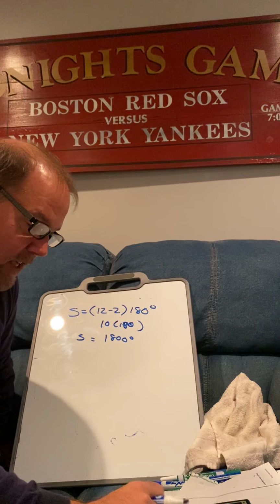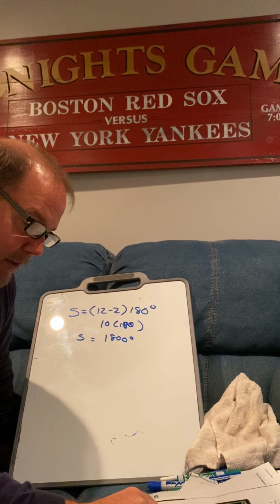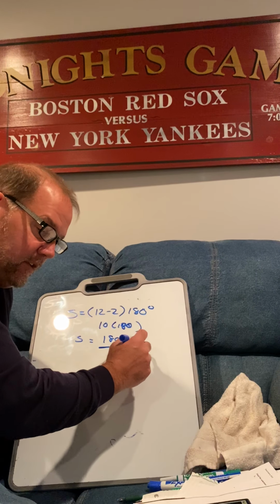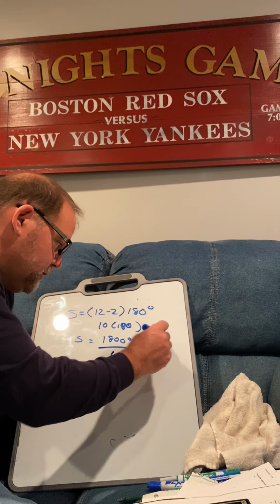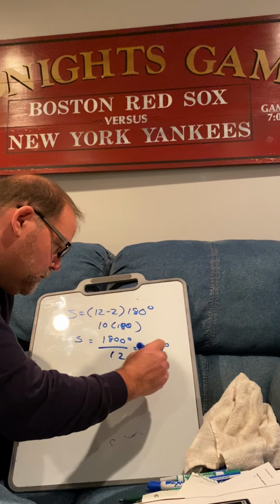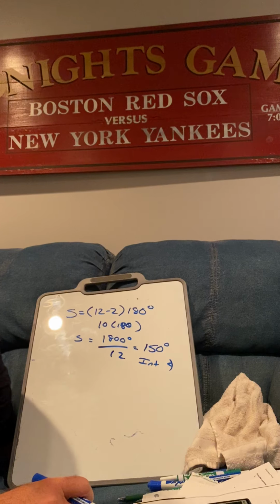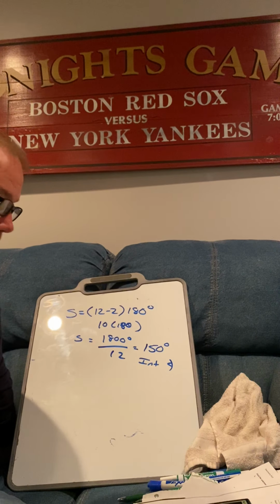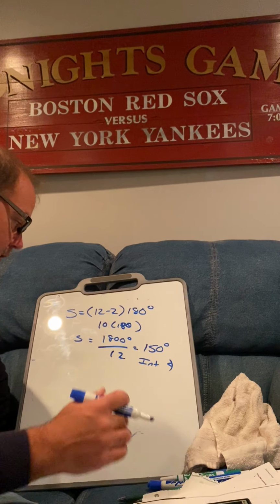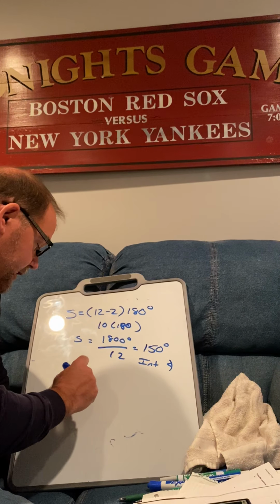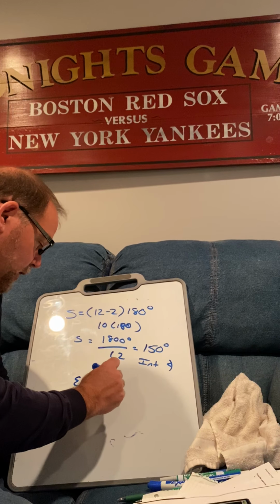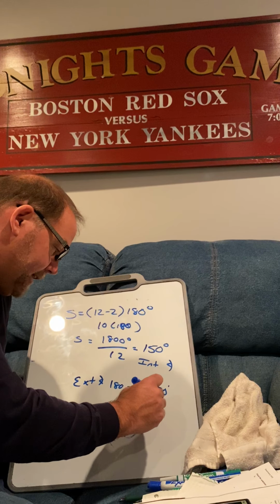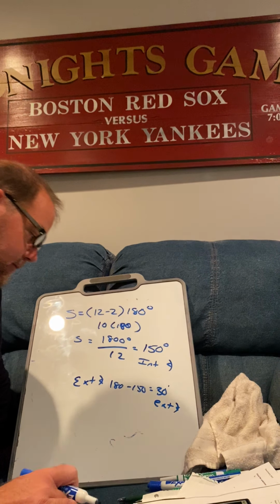So what does each angle equal? Well, if you divide it by 12, since there's 12 angles, each angle is going to be 150 degrees. Okay? And what we know about interior angles and exterior angles, they always add up to 180. So there's 2 ways you could find the exterior angle. You could say 180 minus 150. So each exterior angle would be 30 degrees.